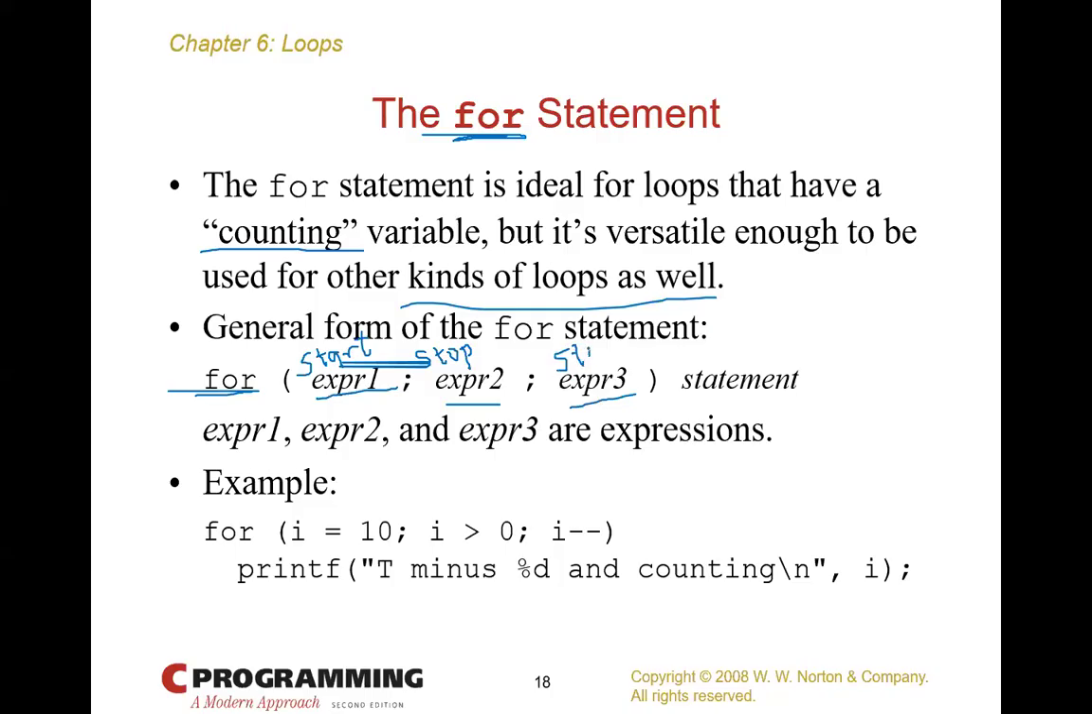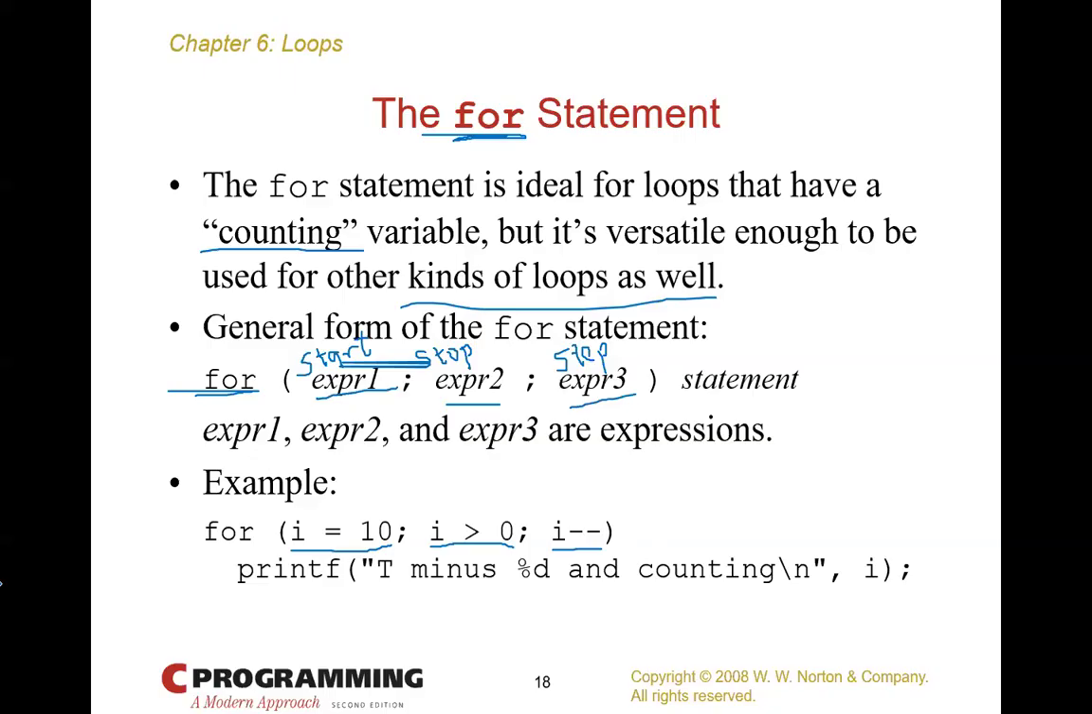Step. So we have three things in the for loop: the start, the stop, and the step. So what is the start? I is equal to 10. This is the starting value of I. When will it stop? Whenever I is no longer greater than 0. That is when it will stop. This is the stop condition. What is the step? Every time we remove 1 from I, I minus minus. So that is the step.